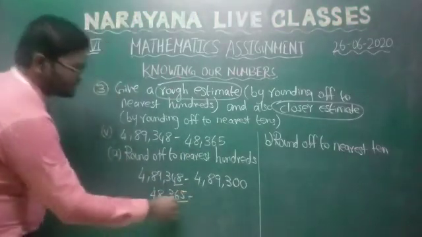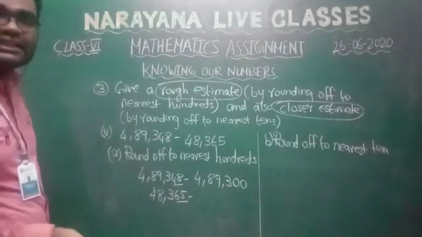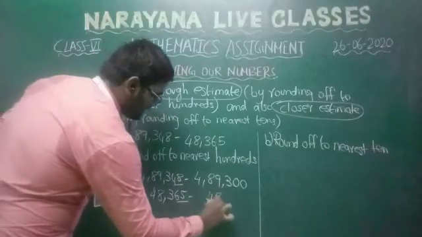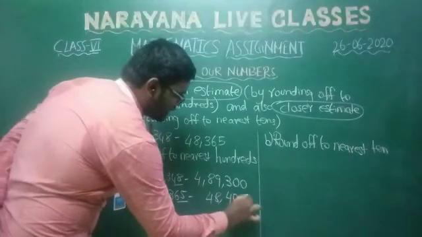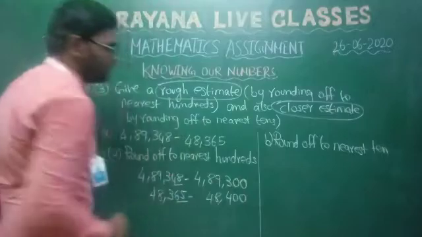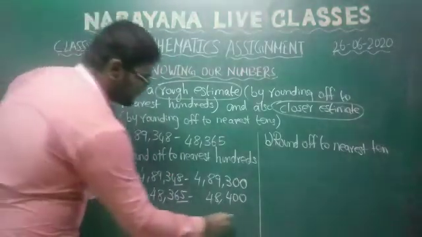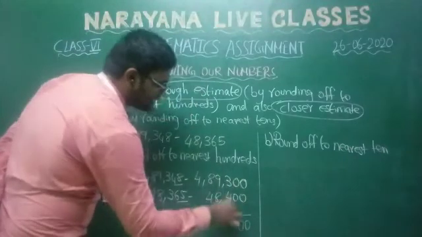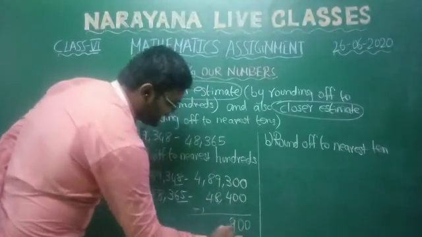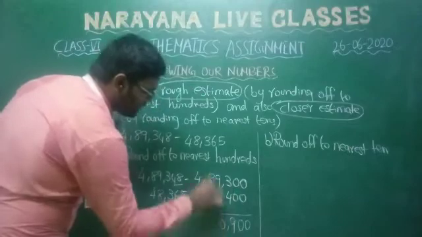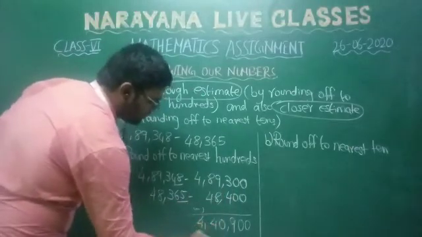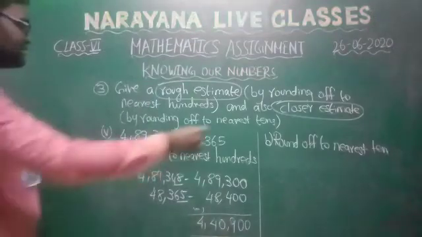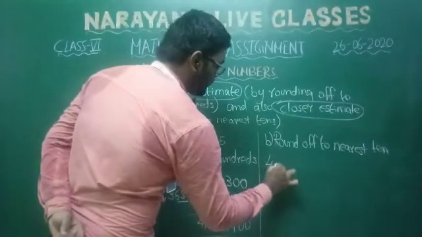Okay. Next one is 48,365. Next, if you are checking the last two digits, it is 65. It is greater than 50. So you will get 48,400. So now if you subtract, what will you get? 0, 0. 13 minus 4 it is 9. 8 minus 8 it is 0. 4, 4. So 4,40,900.